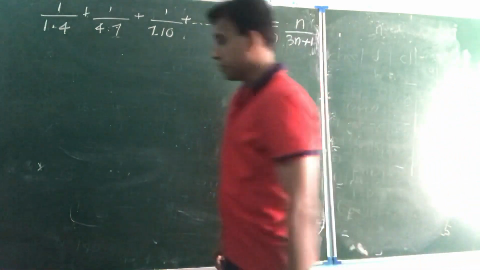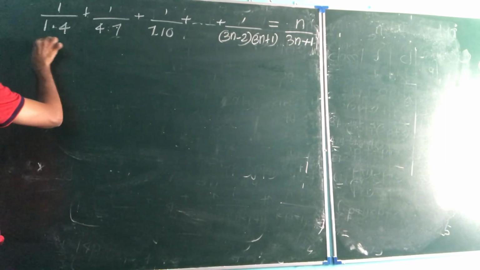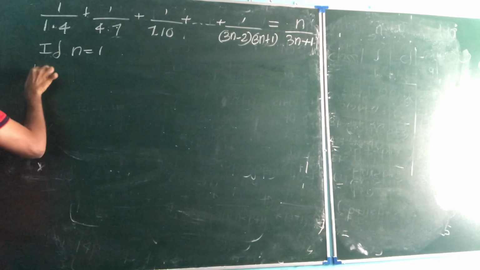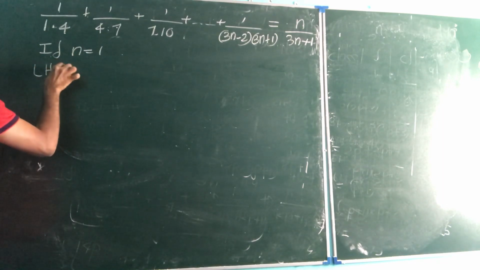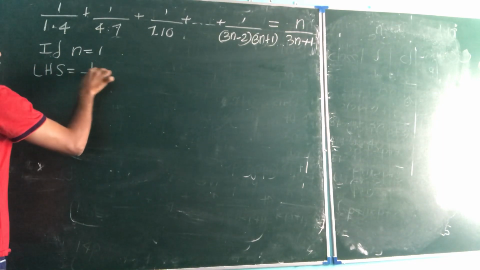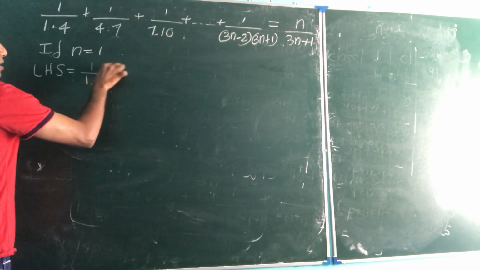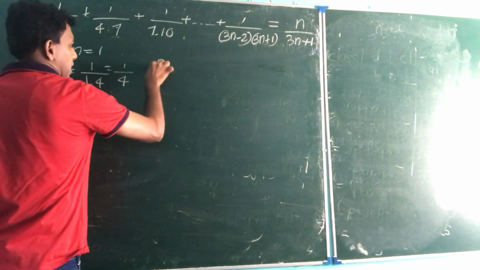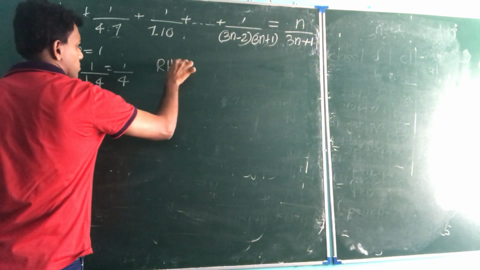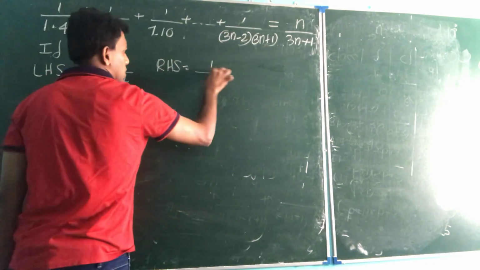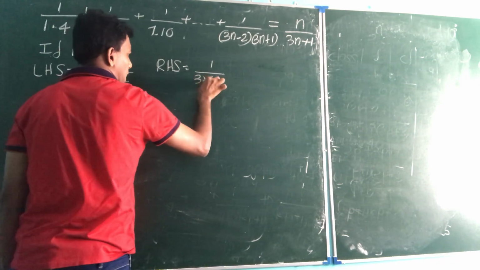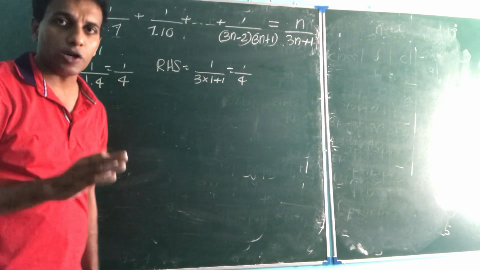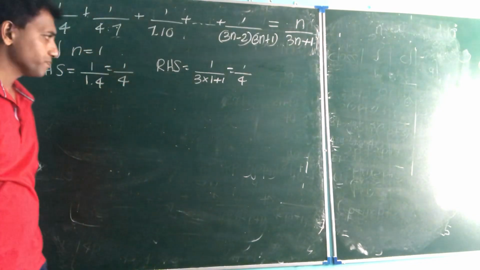So if n is 1, prove LHS by the induction method. Very first point, n for 1 over 1 into 4, that is 1 over 4, LHS. Next right hand side, RHS. Again for 1, 3 times 1 plus 1, so no doubt 1 over 4. Therefore LHS equals right hand side, right?